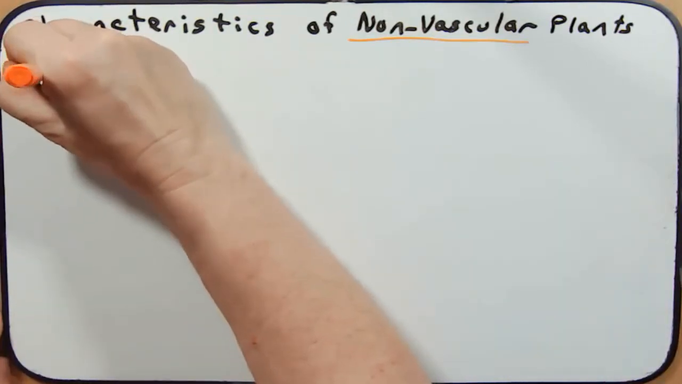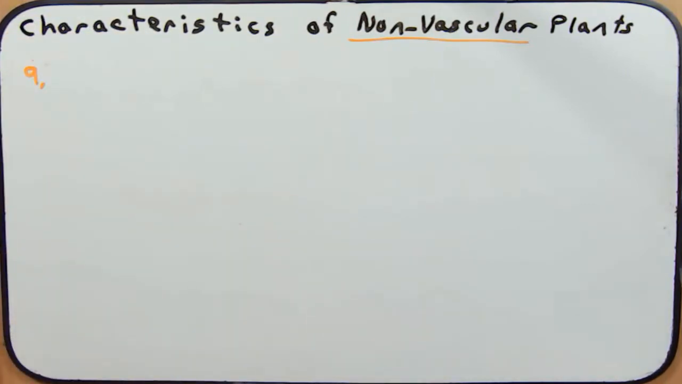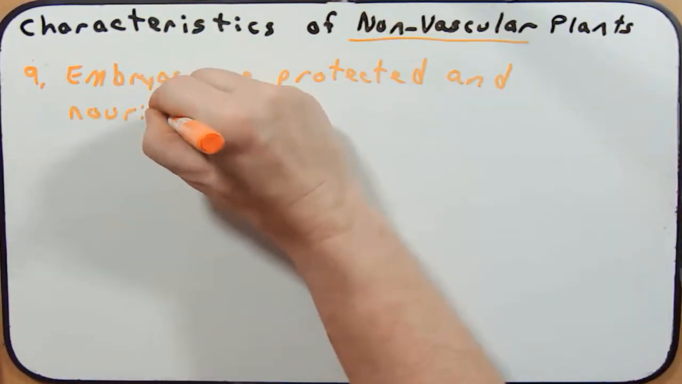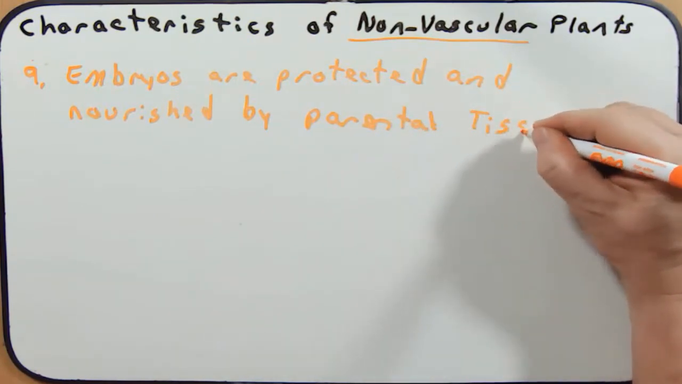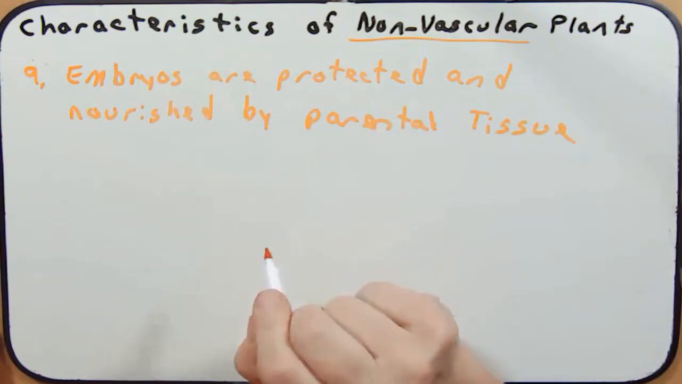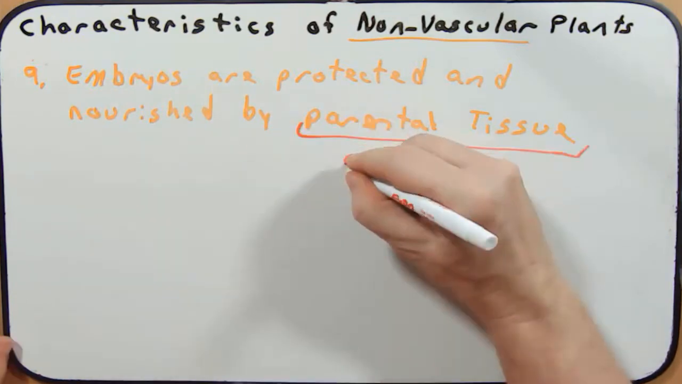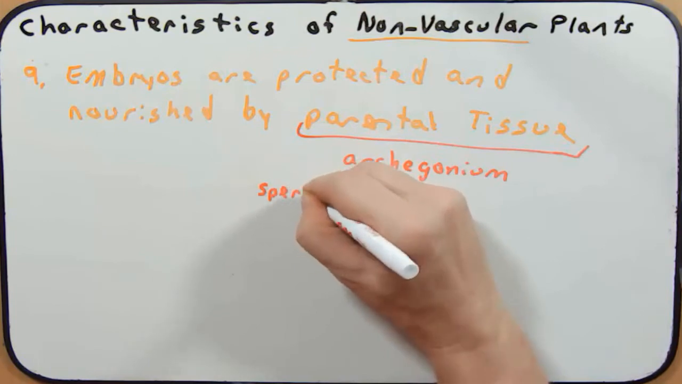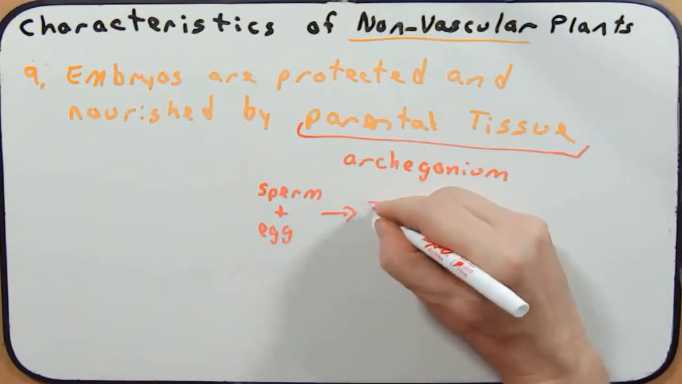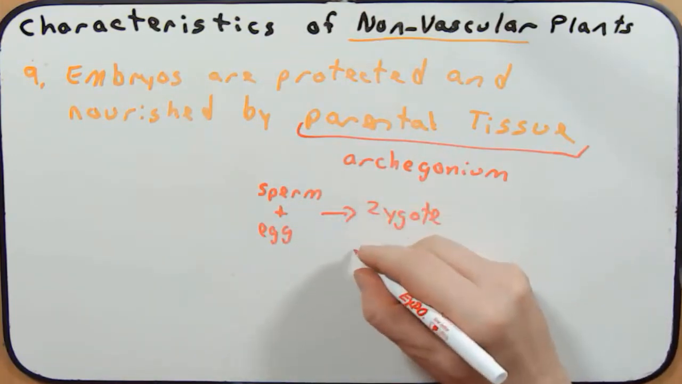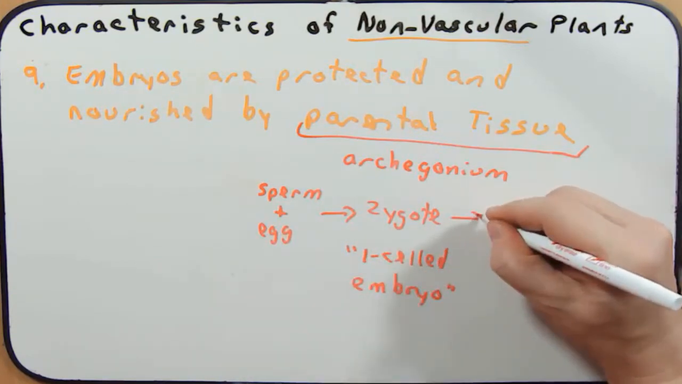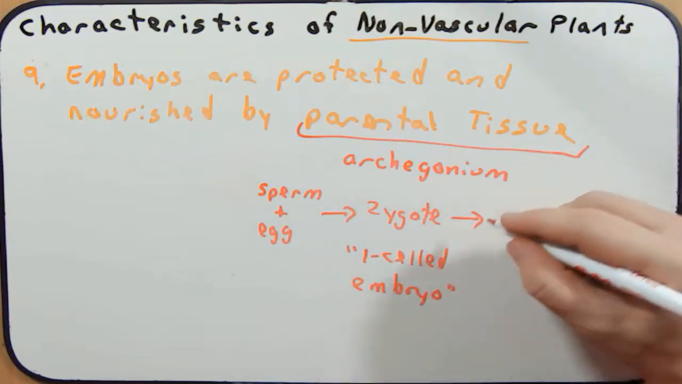All right, this ninth characteristic is that embryos are protected and nourished by parental tissues. More specifically, this parental tissue that they're protected in is the archegonium. Inside this archegonium, the sperm fertilizes the egg to produce the zygote. A zygote, if you recall, is a one-celled embryo. The zygote then develops into a multicellular embryo.